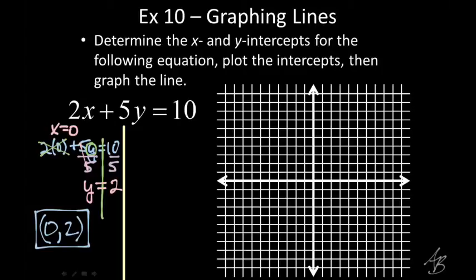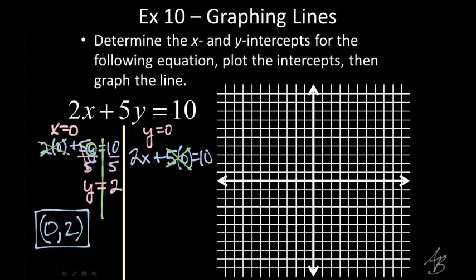And then for the other intercept, instead of x equals 0, we're going to say y equals 0. And substitute that into the equation. So we're going to have 2x plus 5 times 0 equals 10. And this time we can cross off the 5 times 0 because that's just going to be 0. So we really just have 2x equals 10.